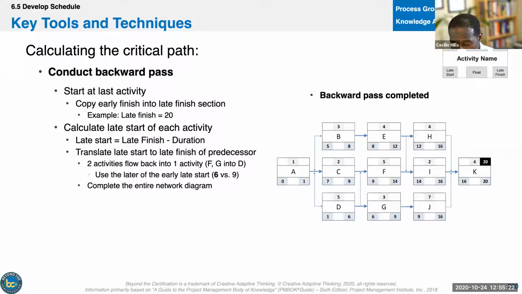only has one, it's H, so we're going to take the 12. Excuse me, it has two. It has the 14 and the 12. I missed that one there. You're right. So it has two successor activities. Now when we do the backwards pass, we're going to take the smaller number. So we have 12 there.